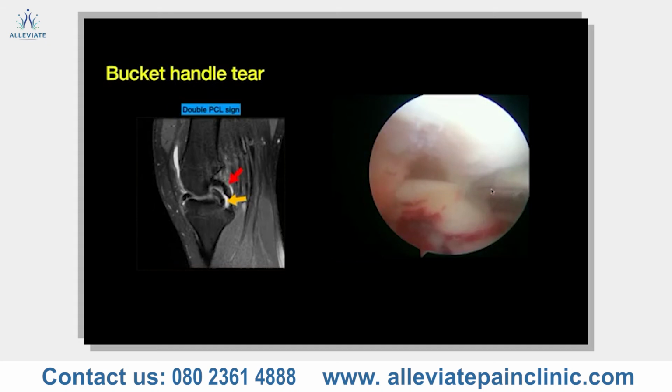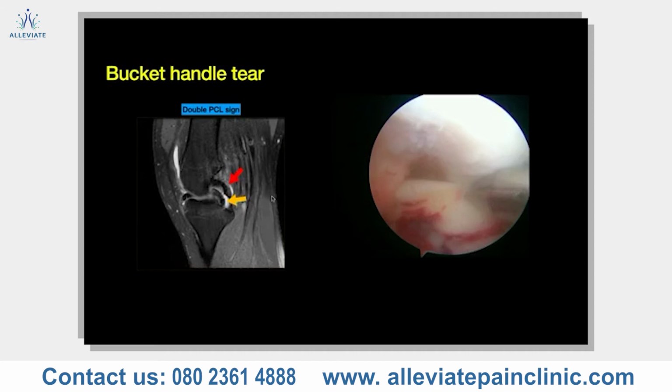So the next is the bucket handle tear. The classical finding for a bucket handle tear in a meniscus, when you see an MRI like this in the sagittal view, is a sign called the double PCL sign. The red arrow shows the normal PCL, whereas the small yellow arrow is the meniscus. The meniscus is flipped back, and that shows as a double PCL sign.